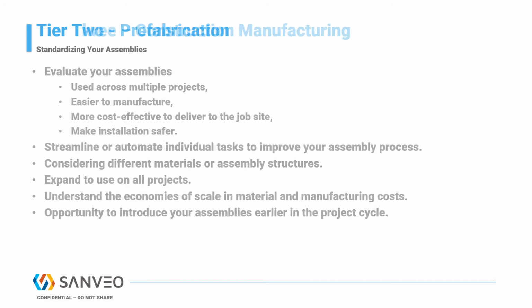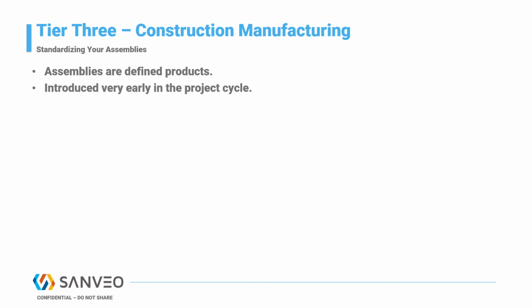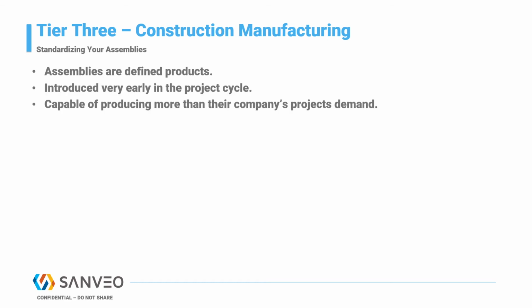Tier 3. At this level, you have standardized your assemblies to the point that they are defined products. They can be introduced very early in the project cycle. Once an organization reaches this level, they are typically capable of producing more than their company's project demand. To justify the cost associated with moving to this level, the organization often starts looking to sell their assemblies to other contractors.